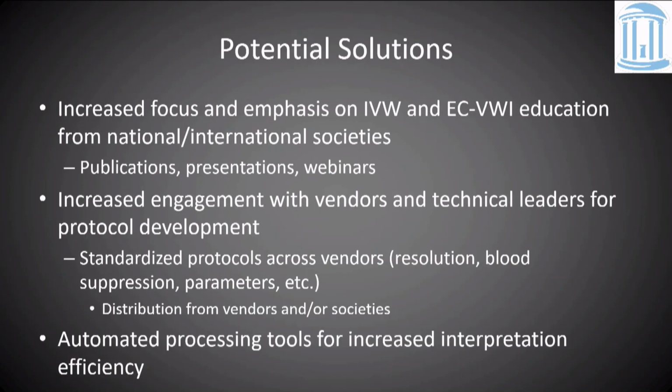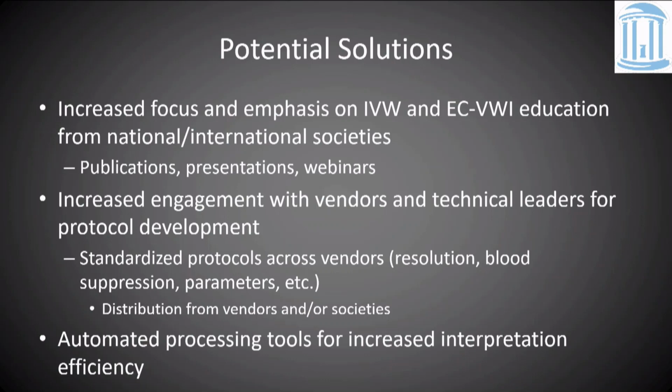So in terms of potential solutions for this, I think an increased focus and emphasis on vessel wall imaging, both in terms of national and international societies, through publications, presentations, webinars, and other activities to really emphasize the value of these techniques. Increased engagement with vendors and technical leaders, whether institutional or national, for protocol development, and really standardizing these across vendors in terms of parameters, and having these distributed from vendors who are usually the first point of contact for many radiology groups and or societies.